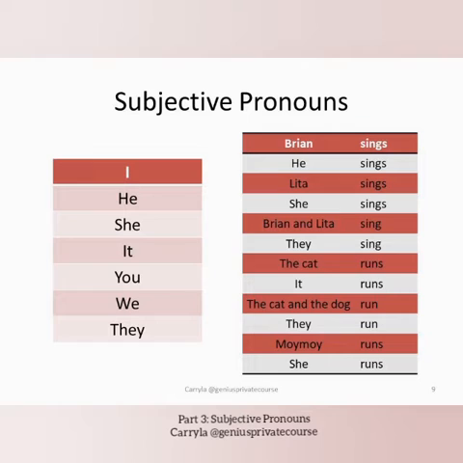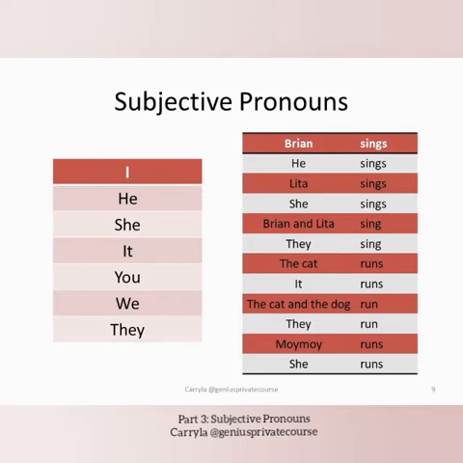The cat runs. Look, the cat is animal, so the subjective pronouns, it will be it runs. Next, the cat and the dog run. Remember, when more than one, so it use verb without s or es. The cat and the dog, more than one, the subjective pronoun is they run. Moi moi runs. Moi moi is one of my pet, so then the gender is female. It could be changed into she.